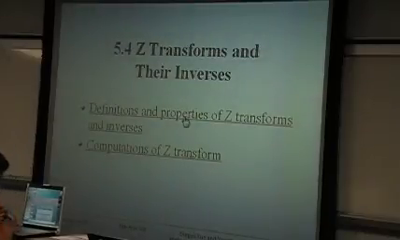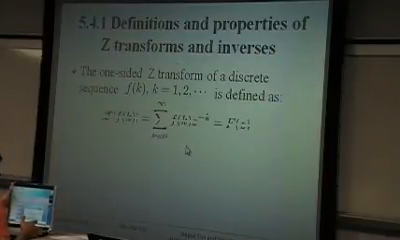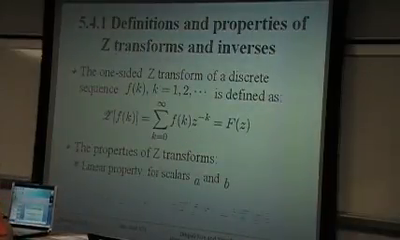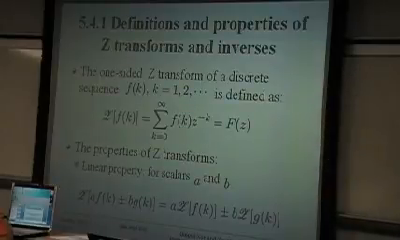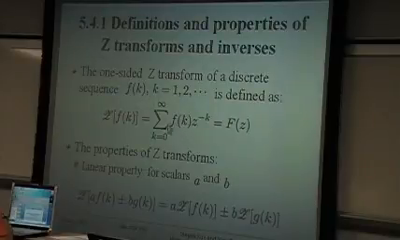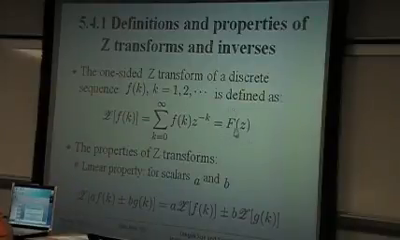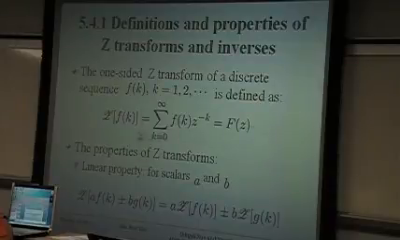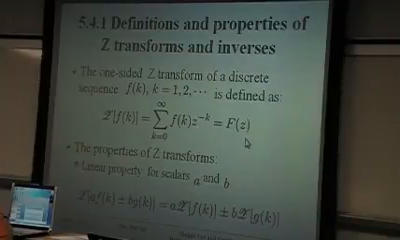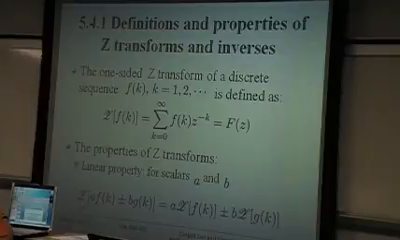So let's see the definition and the properties of the Z transform. This is the definition of the Z transform. It will map the discrete sequence f of k into a function of z, where z here is a complex number. So we can map from the k domain into the z domain. And these are the definitions and the properties, the linearity property and other properties.